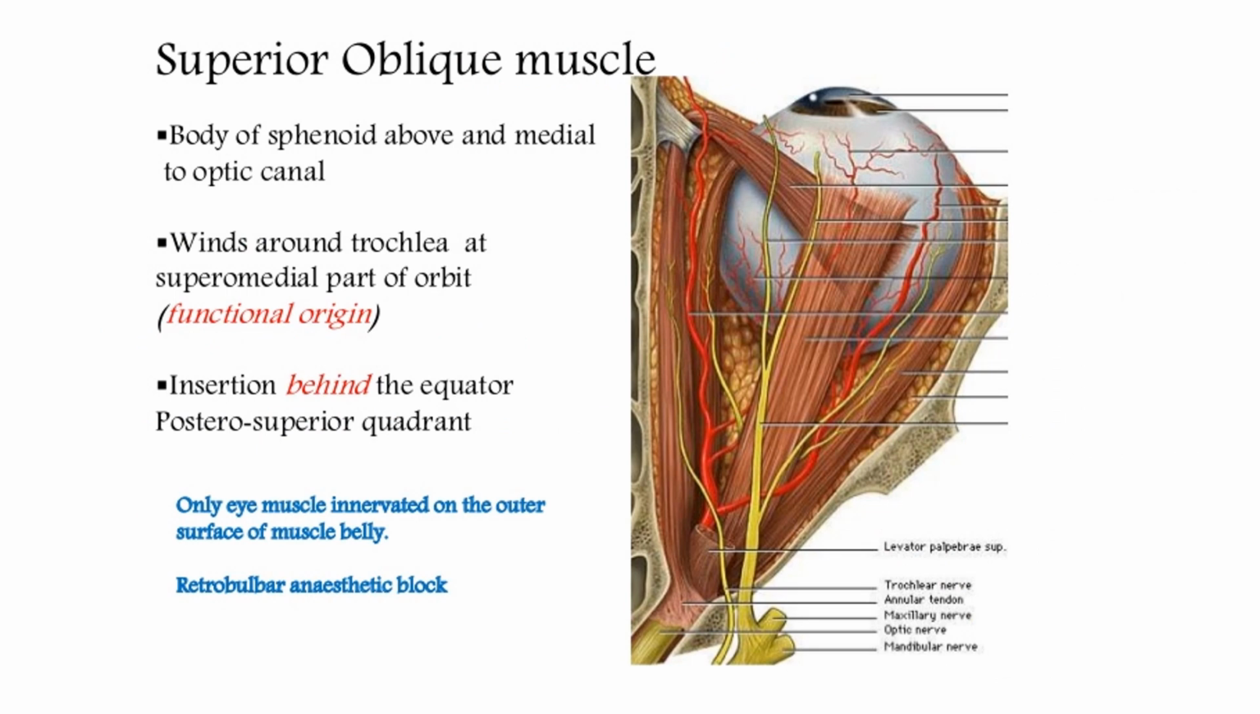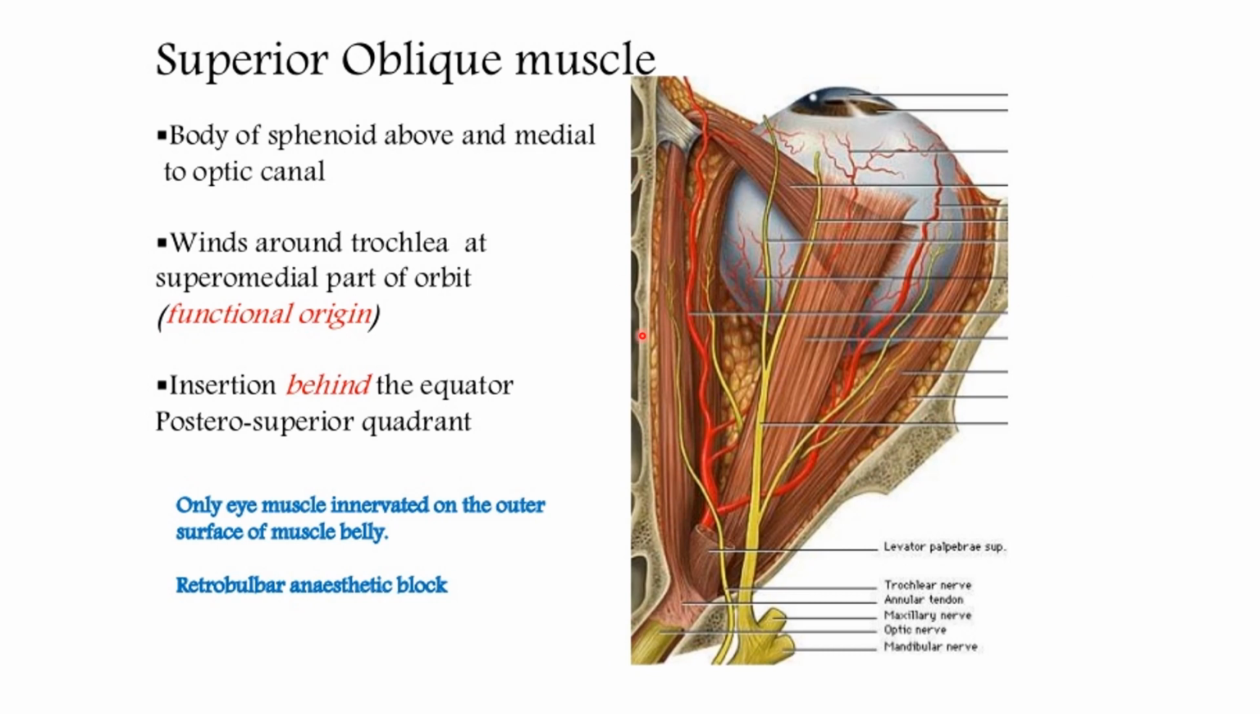So now we are going to see about the oblique muscle. So we have seen about the recti muscle. Now we are moving on to the superior oblique muscle. In this picture, this is the picture of the orbital cavity where you can see all the muscles and the eyeball. Here you can see this is the medial part and this is the lateral part.